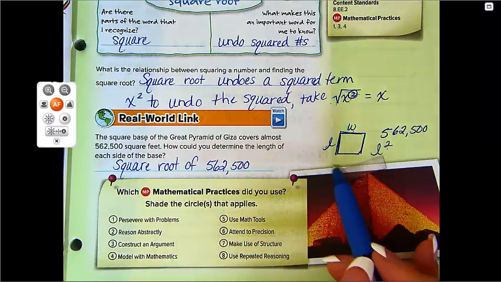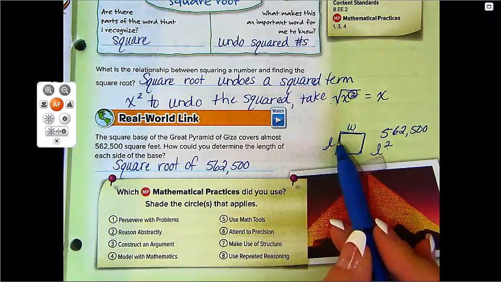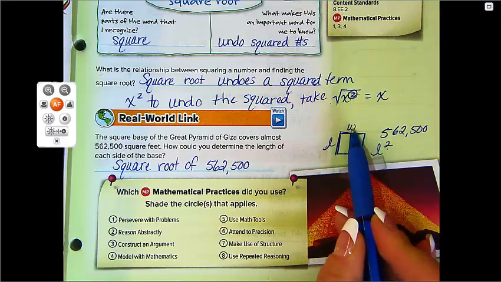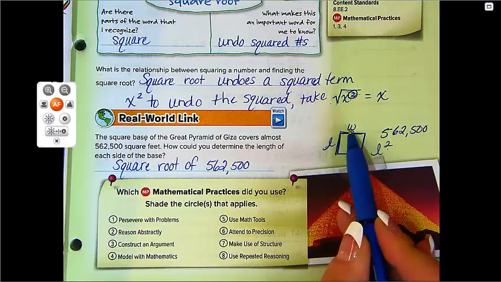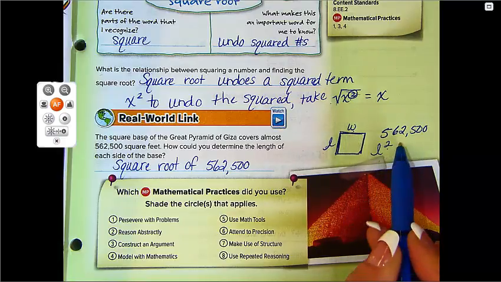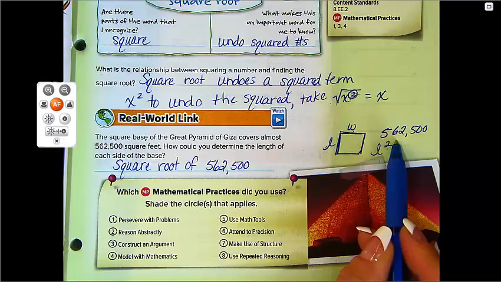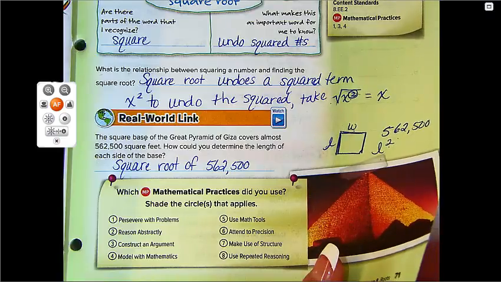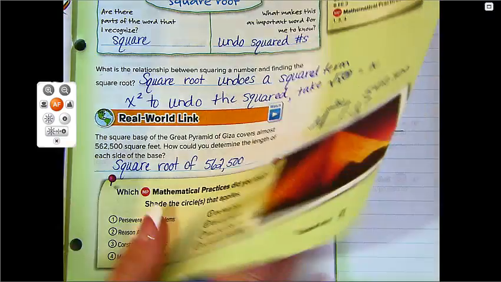So it's the same as saying I have the length squared, because I have length times length, because they're both the same number. So if I have length times length, I end up with my length squared, which gave me this number. So in order to undo the squared, I have to take the square root of it. So that is how I would find what the side length of that triangle is. It doesn't ask us to solve, it just asks us how would you do that.